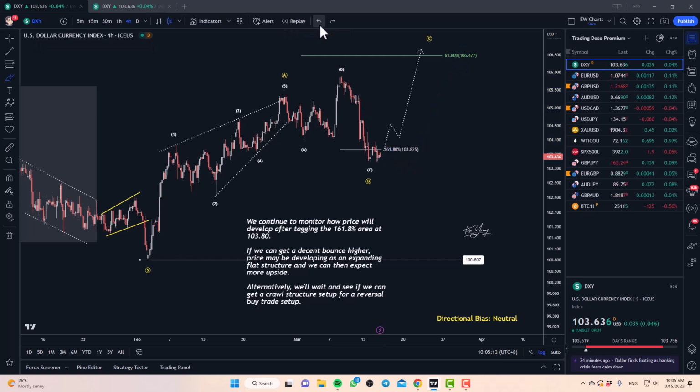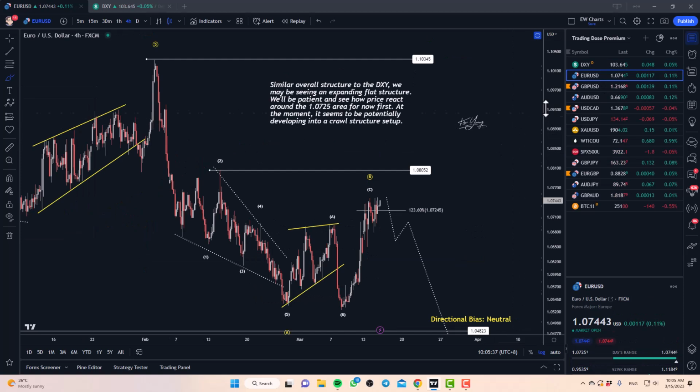The only possibility where we're probably going to invalidate this idea and shift it towards more of a bearish trade idea is if you see the dollar consolidate and form a correction over here, then we'll look for a sell side. Okay, so moving forward for the next couple of days, you want to keep an eye on how the market is going to develop around this area.